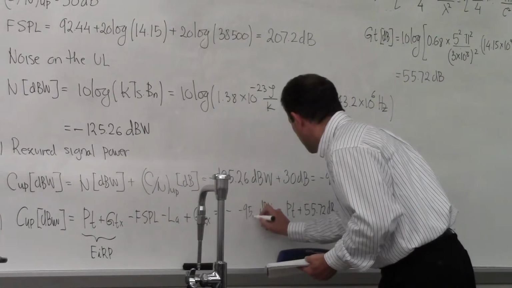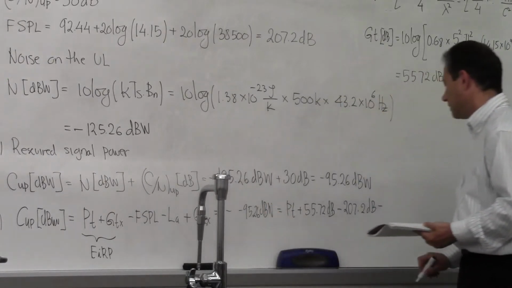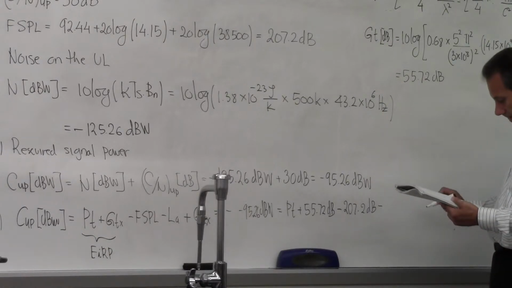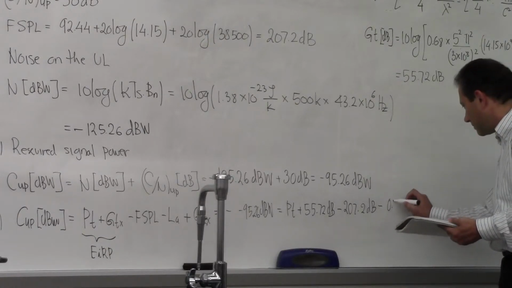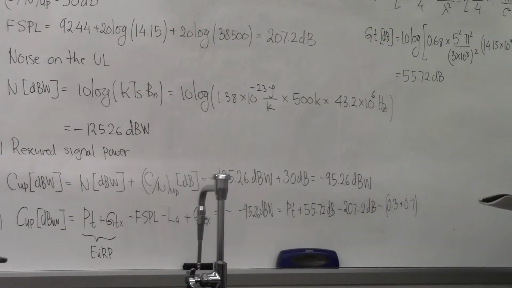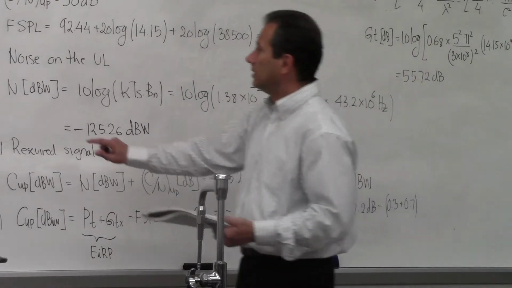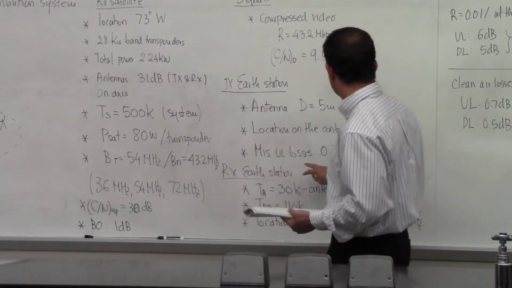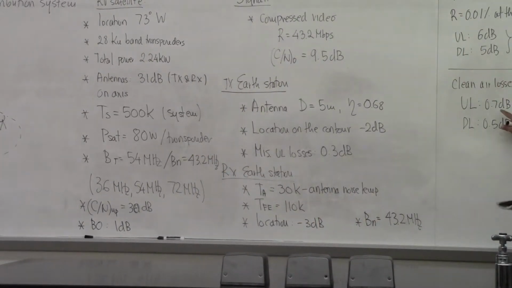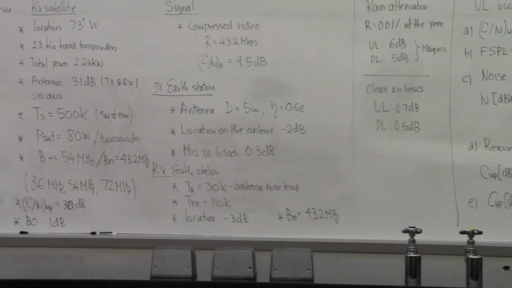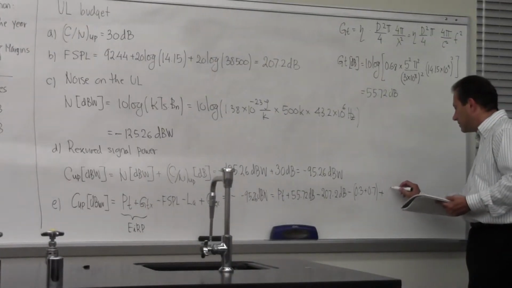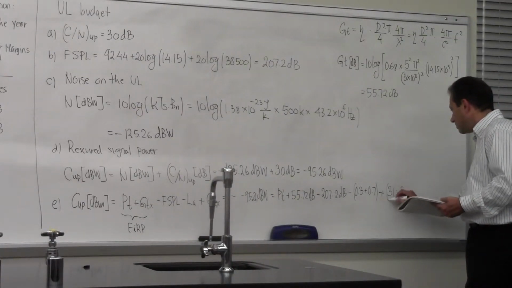Minus 95.26, right? 207. Minus, I have here 0.3 plus 0.7, which are the miscellaneous losses that I have somewhere here listed. These guys, and then uplink losses of the air, and then plus the antenna gain. But the antenna gain of the receiver is 31 minus 2 dB.